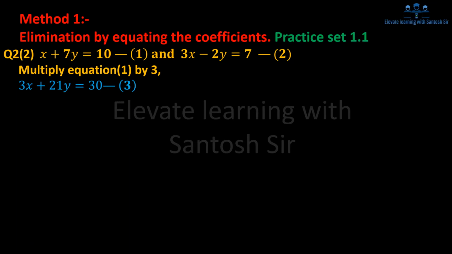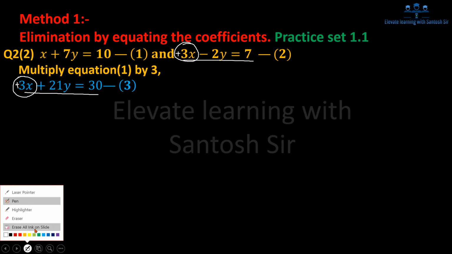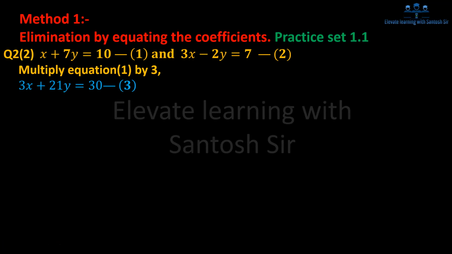Now look at equation 3 and look at equation 2. We have 3x in both the equations. But over here, the sign of 3x is also the same. In this case, we will subtract the two equations. Always subtract smaller from the bigger equation. So here, we will subtract equation 2 from equation 3.